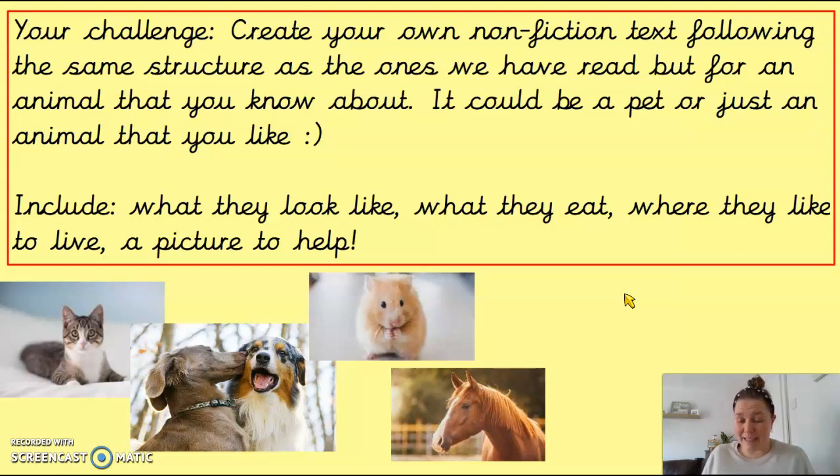It could be that you've got a pet, cat or dog, and you know lots about them, and so you can write an information text all about them. You might have horses or go riding and know lots about horses. I know some of you have got hamsters. You might have any more unusual pets, or it might just be an animal that's not a pet, but you really like and so you know lots about.